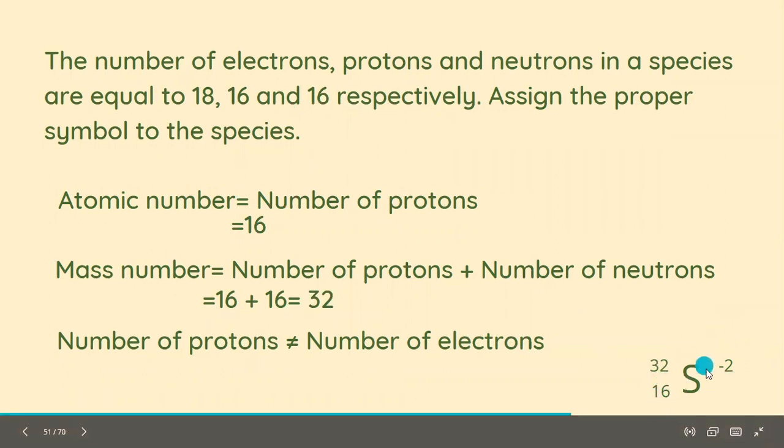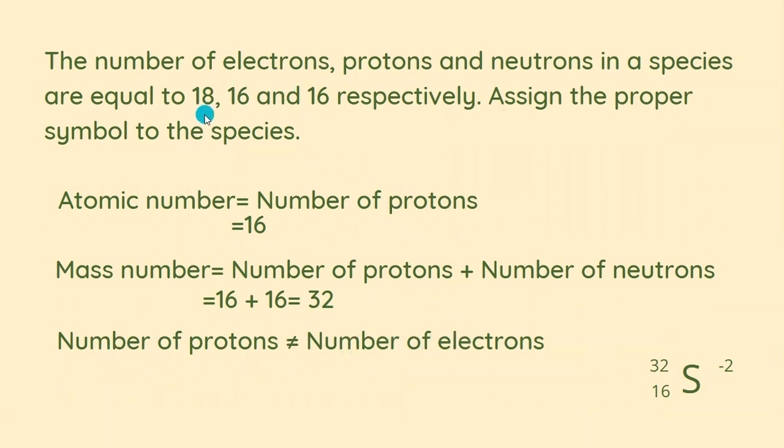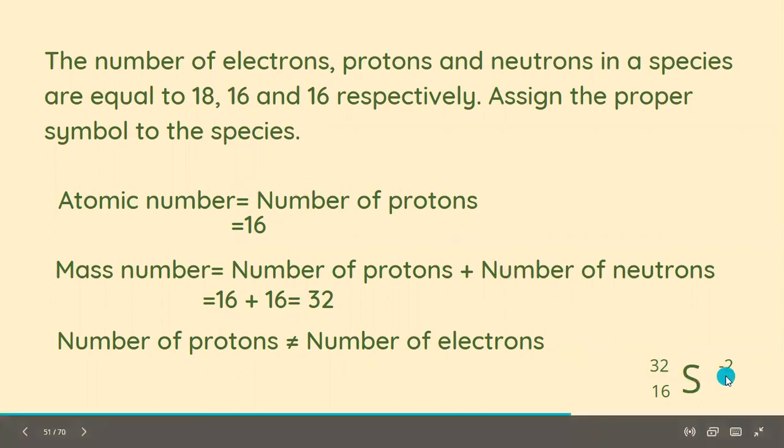Now, the reason we've put -2 over here is because the number of protons is not equal to the number of electrons. Here you have 18 as the number of electrons and 16 protons, which means this particular atom has 2 extra electrons. And so that's why it's shown as a -2 charge.